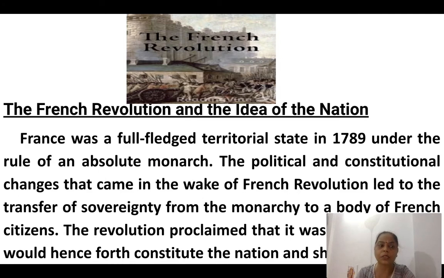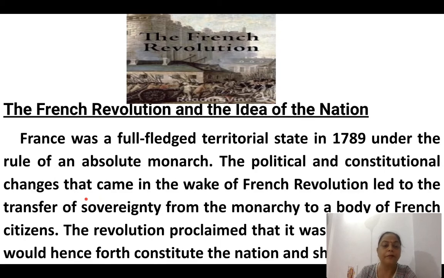The monarch was all in all, and you can say it was a one-man rule. There was no rule as such. Whatever the monarch wanted to do, the monarch could do. The political and the constitutional changes that came in the wake of the French Revolution led to the transfer of sovereignty from the monarch to a body of French citizens.